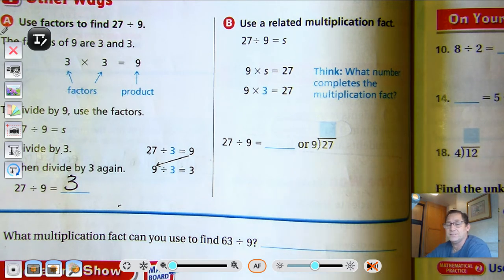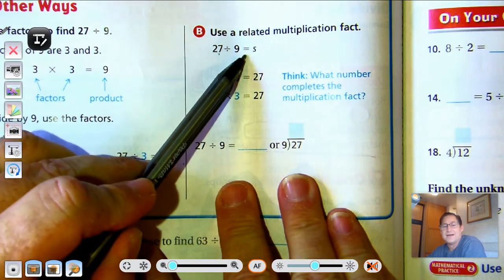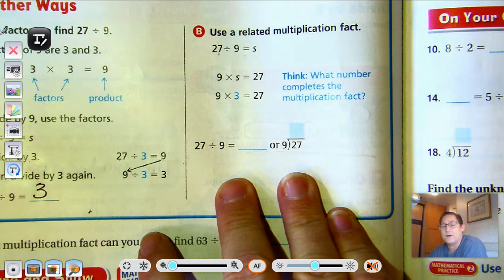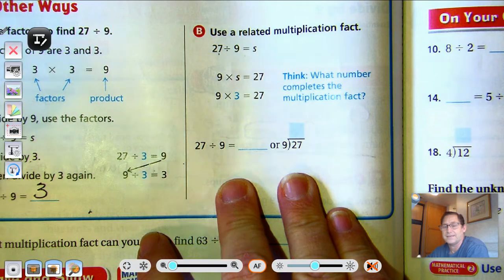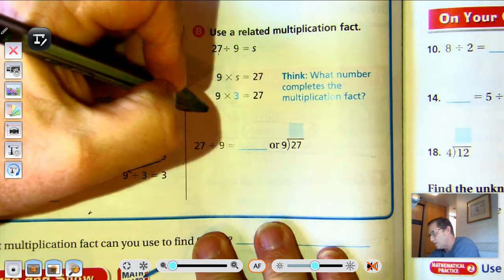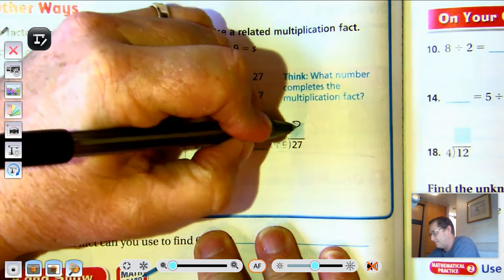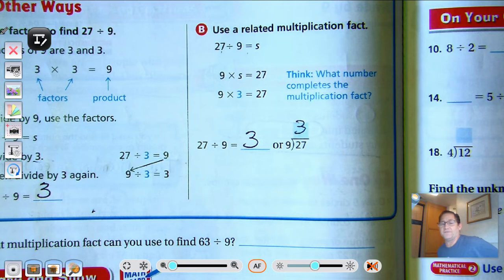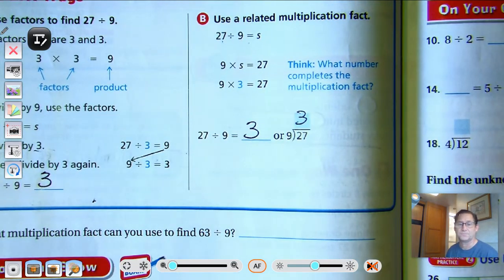Okay, if we can do that, then when we have a problem like this, 27 divided by 9, isn't the easiest way to just say 9 times what is 27? 9 times 3. So if 9 times 3 is 27, then 27 divided by 9 is 3. So using a related multiplication fact for a division fact is ideal. It's extremely easy to do.